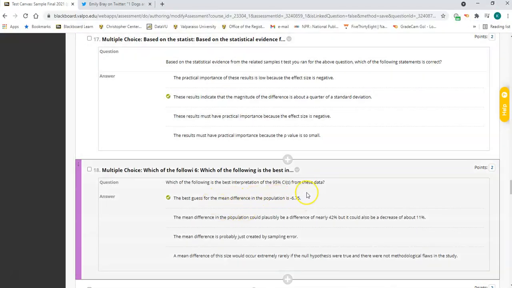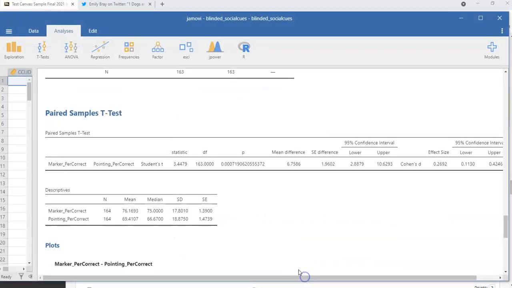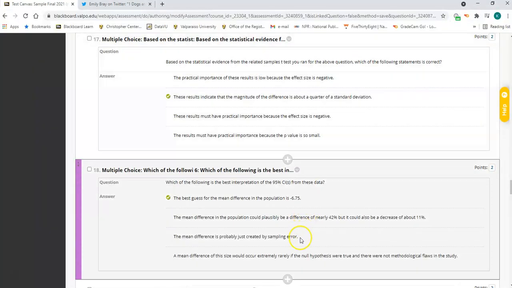All right, so which of the following is the best interpretation for the 95% confidence interval? This one's going to be the best, but let's talk about these others because I'm going to alert you to some things. The mean difference in the population could plausibly be a mean difference of nearly 42%. That's not true. It's not the mean difference. There's the mean difference. That's not 42%. That's a foil, right? That's a 42, but that's not even a 42%. That's a 0.4 of a standard deviation. So that's just completely wrong.